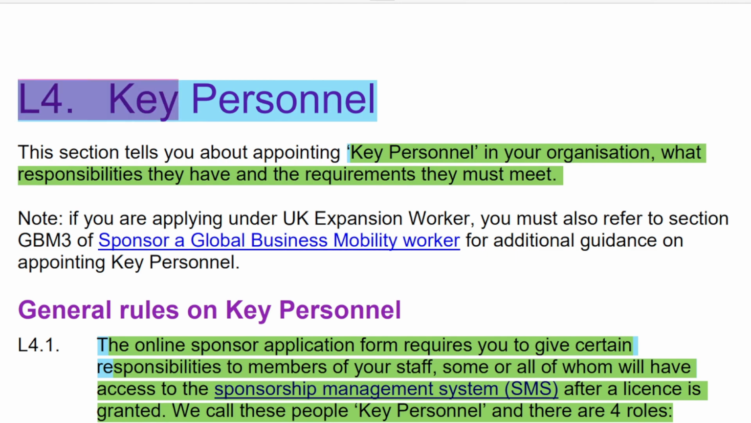Now, part 4, we will discuss the key personnel. In this section, we will discuss the authorizing officer, level 1 officer, level 2 officer, and all the details related to key personnel. This section tells you about appointing the key personnel in your organization, what responsibilities they have, and the requirements they must meet.